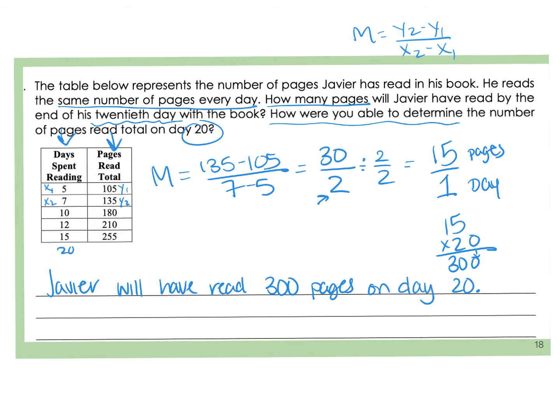And then it says, how were you able to determine this? So I multiplied 15 by 20 to determine the number of pages, right? I took my rate of what he reads for 1 day and I multiplied it by 20. That is it.